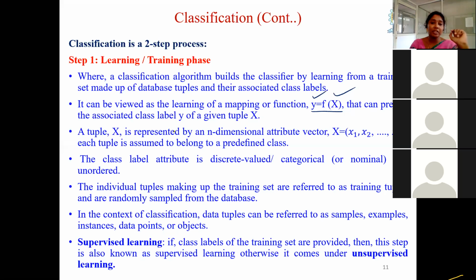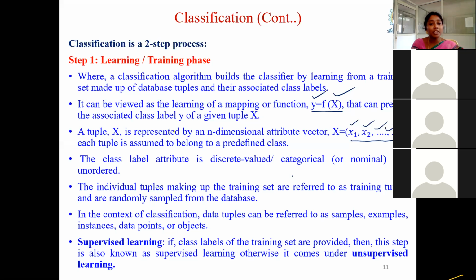A tuple x is represented by an n-dimensional attribute vector. If you consider the iris data set, x1 indicates the sepal length, x2 the sepal width, then petal length and petal width. All these are the attributes, and they can be represented as an n-dimensional vector for a given tuple. The class label attribute is discrete valued or categorical and unordered. We already know that for classification, the class label should be a discrete value.